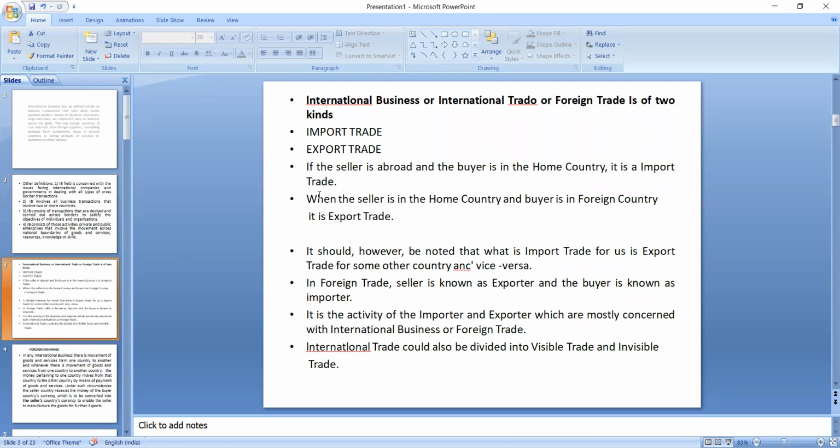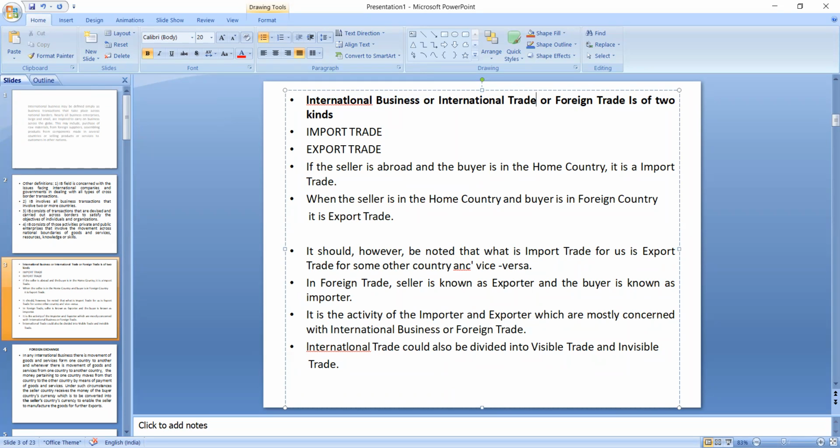International business or international trade or foreign trade is of two kinds: import trade and export trade. Normally, we discuss international business as transaction of goods from one country to another country. If two or more countries are there, then international business will take place. So what do you mean by import trade and export trade? If the seller is abroad and the buyer is in the home country, it is import trade. When the seller is in the home country and the buyer is in a foreign country, it is export trade.